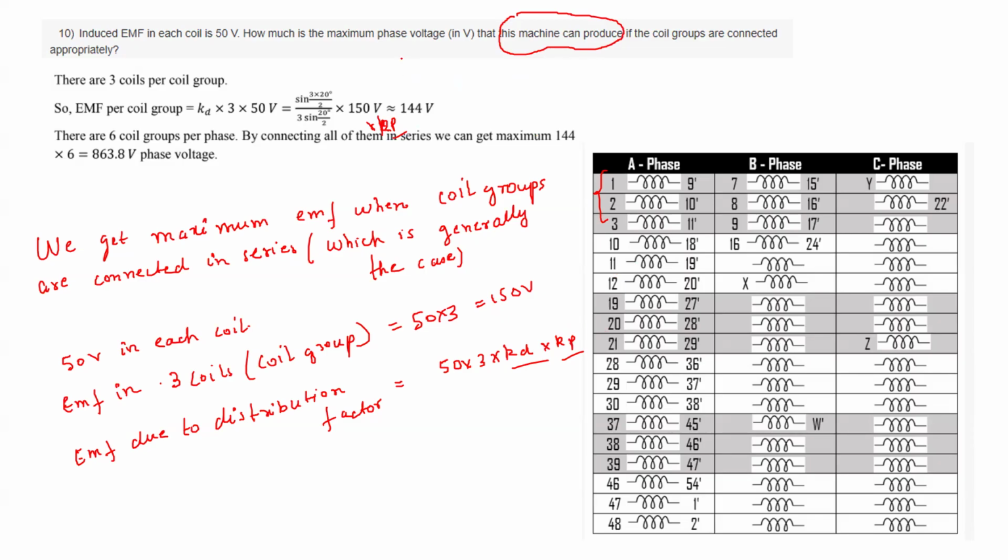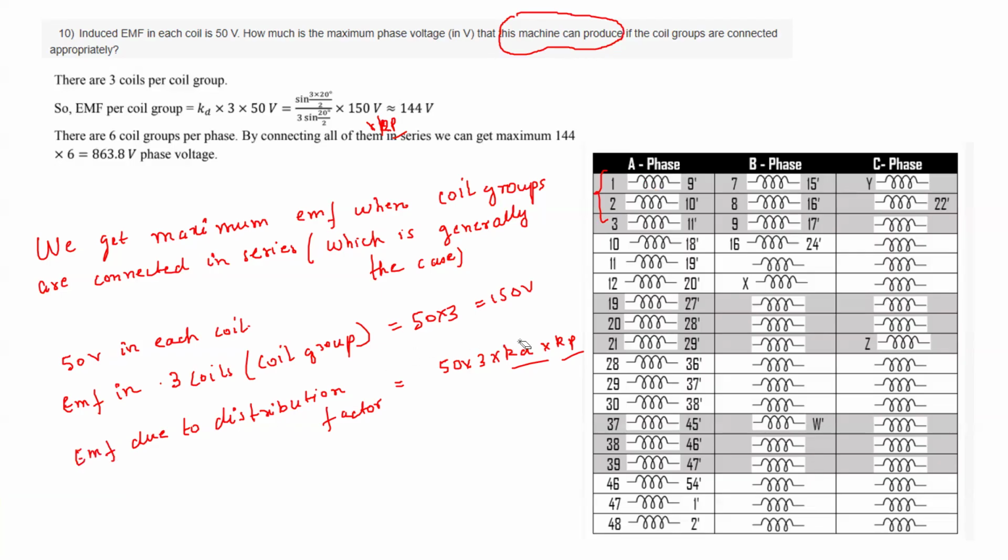if they would have mentioned maximum phase voltage, I think they got confused that you will get the maximum phase voltage when Kp is 1, which is the full pitched coil, but this machine is already connected like this. Maybe they want to say that if you make it full pitched, then this machine can produce the maximum EMF. I think that is what they mean to say, that is why they have not taken Kp, okay?